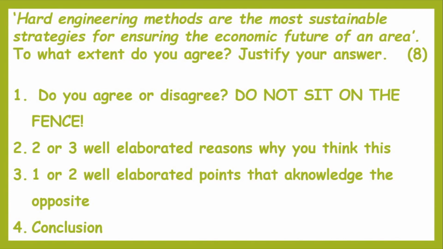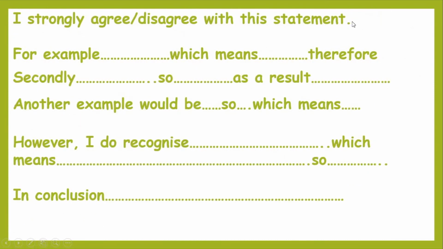Okay, I'm going to give you a writing frame to guide you a little bit more because this is the first time you've attempted a question like this, and it's the highest type of question on the paper. All right. So there's your part 1. I strongly agree with this statement, or I strongly disagree with this statement. For example, so say for example I strongly agree. Hard engineering is the best way forward for protecting money. For example, a dam works like this, which means, therefore, as a result, secondly, flood walls mean this and that and the other. Another example would be dredging, which, therefore, as a result, okay.